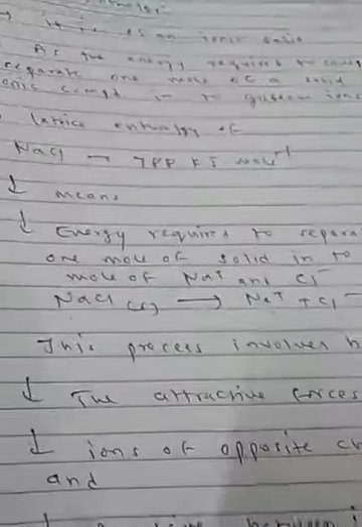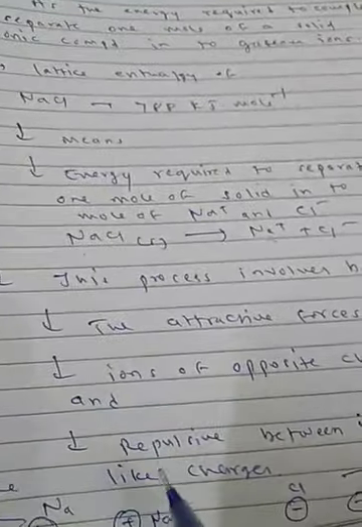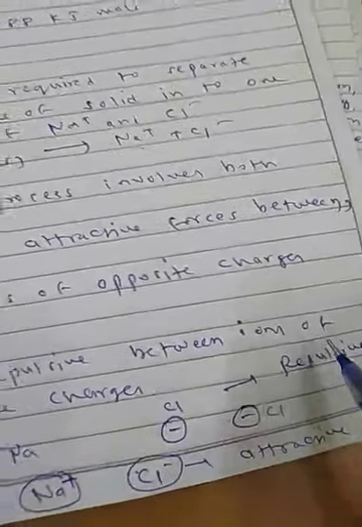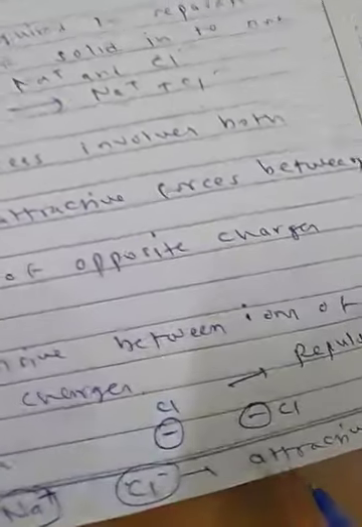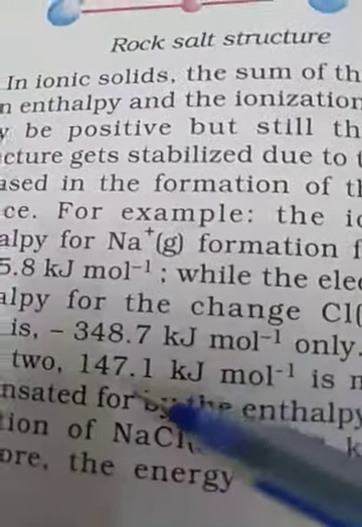This process involves both the attractive forces between ions of opposite charges and repulsion between ions of like charges. Two Na plus ions have repulsive forces, two Cl minus ions have repulsive forces, but the positive and negative ions have attractive forces. So we have to separate them. For separation of this, we have to supply this 788. But for the formation, I told you how much energy? 147. For the formation, energy is released, that is the sum of these two energies. So this energy is this, but to separate this, that is called this.